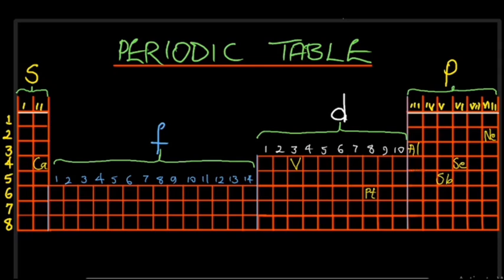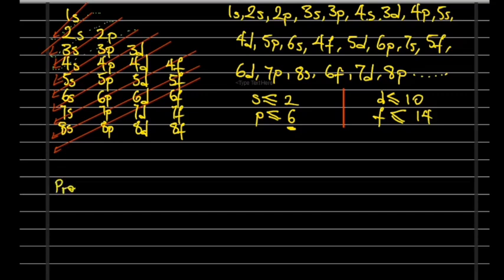Let's take one that will give us an F block element. Let's take promethium, for example. Promethium has 61 as its atomic number. So let's write its configuration.